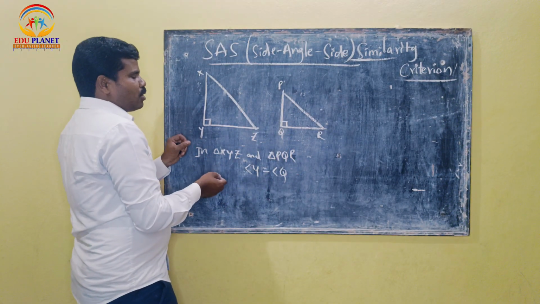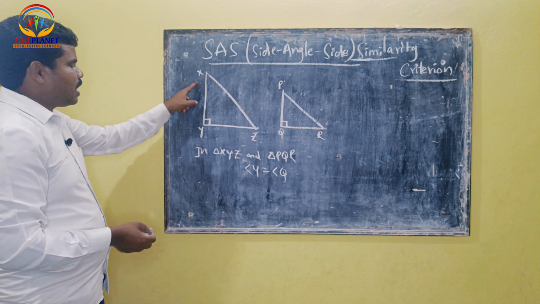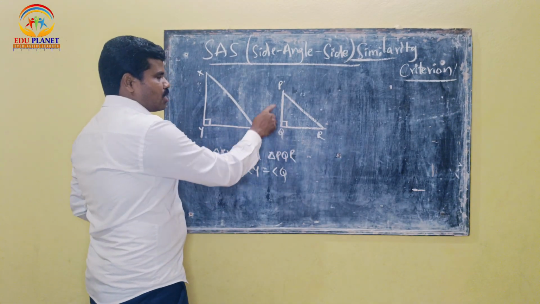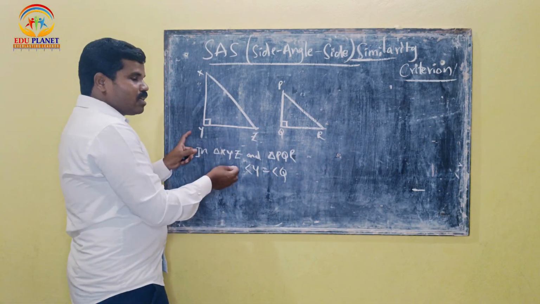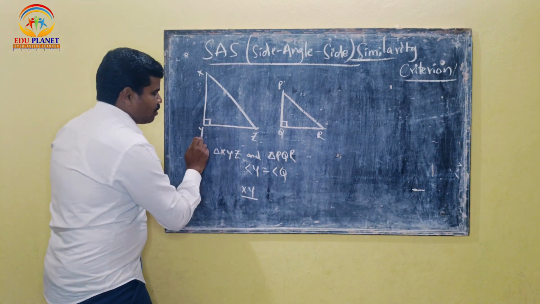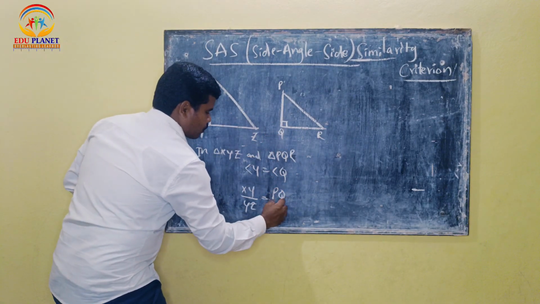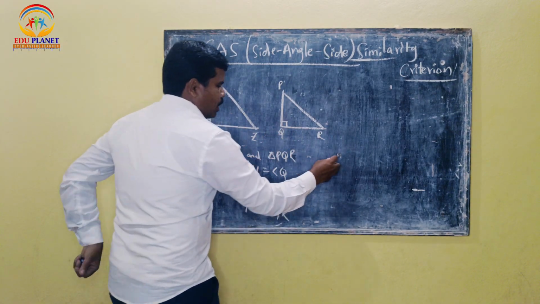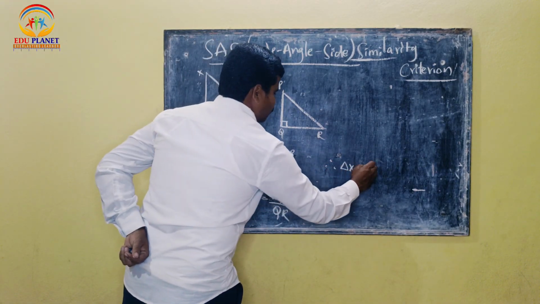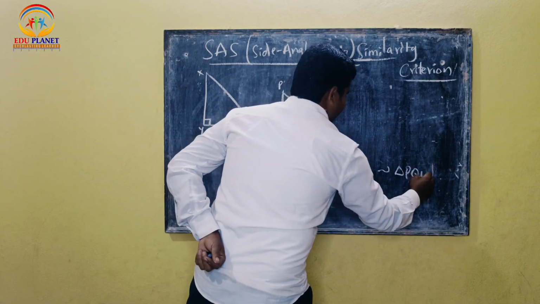Then angle-included sides. What are the angle-included sides here? Angle Y included sides are XY and YZ. Here angle Q included sides are what? PQ and QR. They will be in equal ratio. It means I can write that XY by YZ equals PQ by QR. Therefore, I can say that the given triangles will be similar. It means triangle XYZ is similar to triangle PQR.